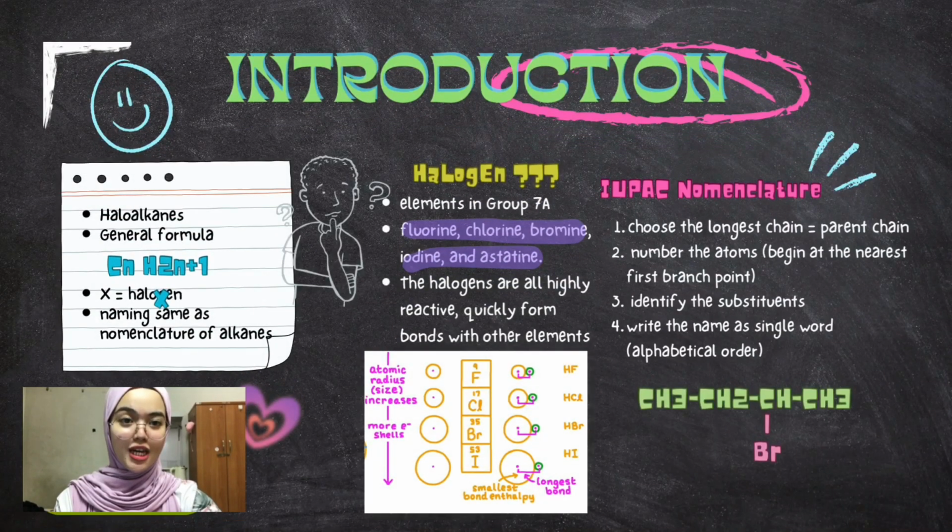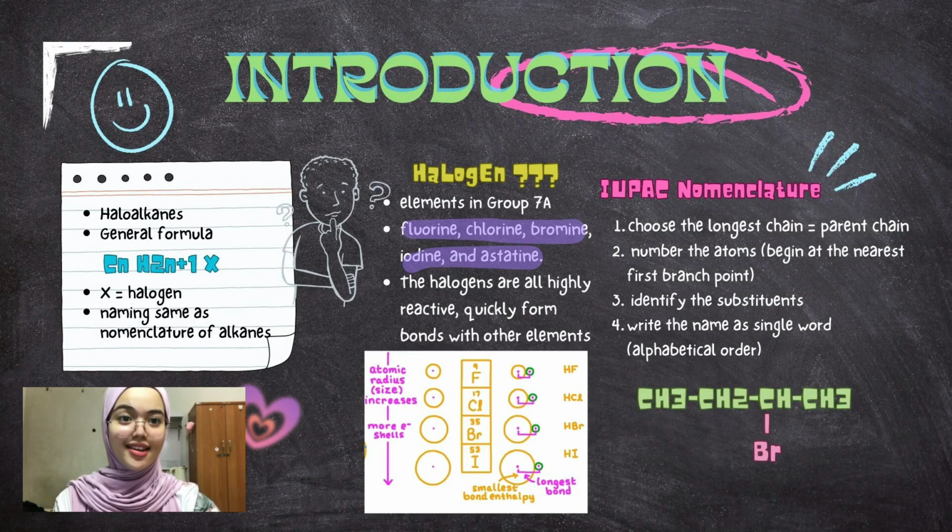Hi, so let me introduce you to what is alkyl halide. Alkyl halides are also known as haloalkanes. The general formula for this hydrocarbon is RX, where R denotes the alkyl group and X the halogen. Alkyl halides are compounds in which one or more hydrogen atoms have been replaced by a halogen.